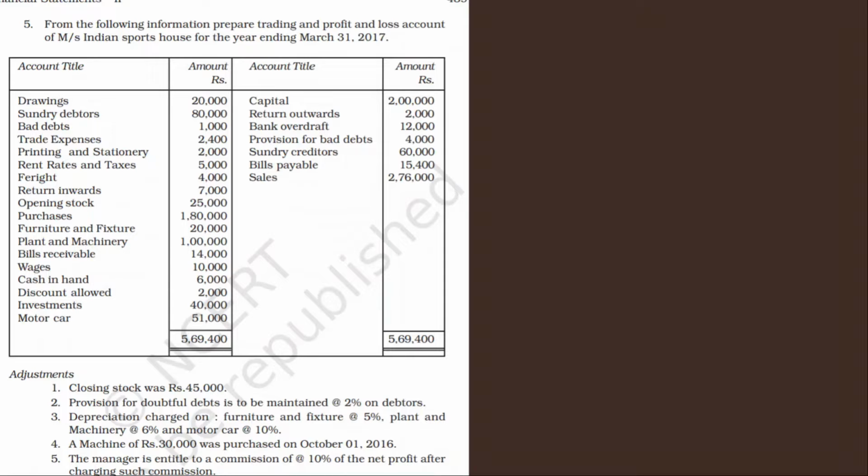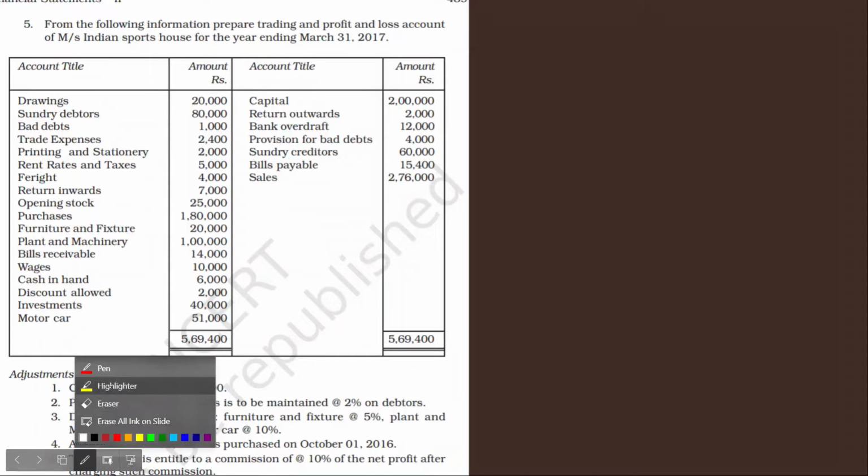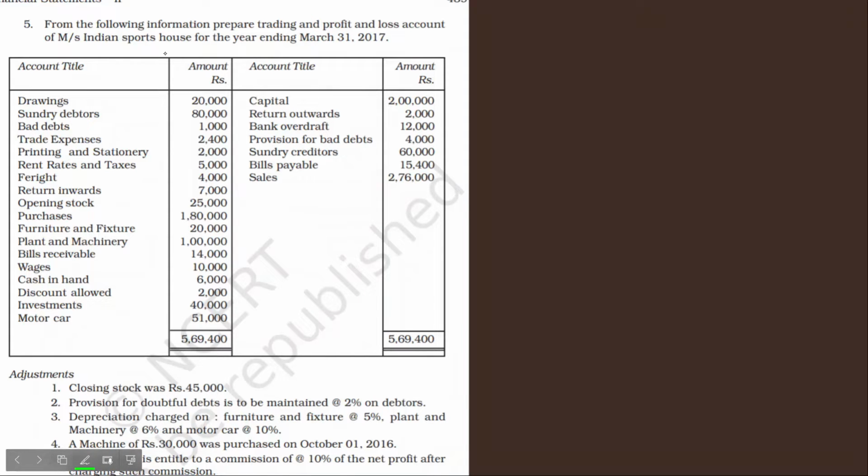Now closing stock you have 45,000. Provision for doubtful debts is 2% on sundry debtors, that is 80,000 into 2 by 100, that is 1600. Depreciation to be charged on furniture and fixtures is 5% on 20,000 furniture. Plant and machinery 6% on 1 lakh. And motor car 10% on 51,000.